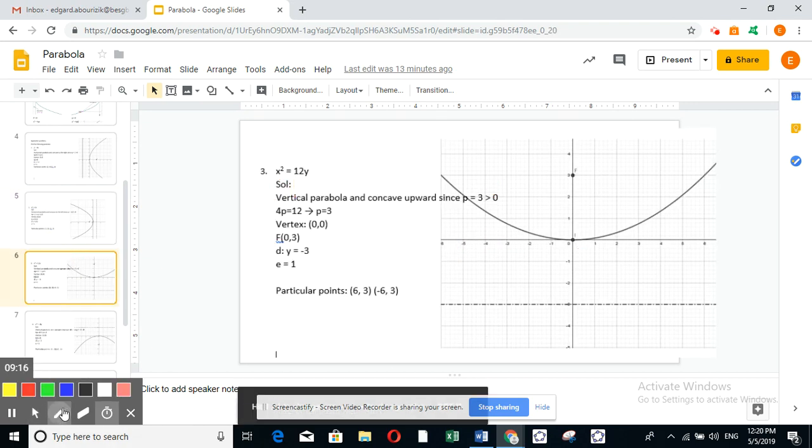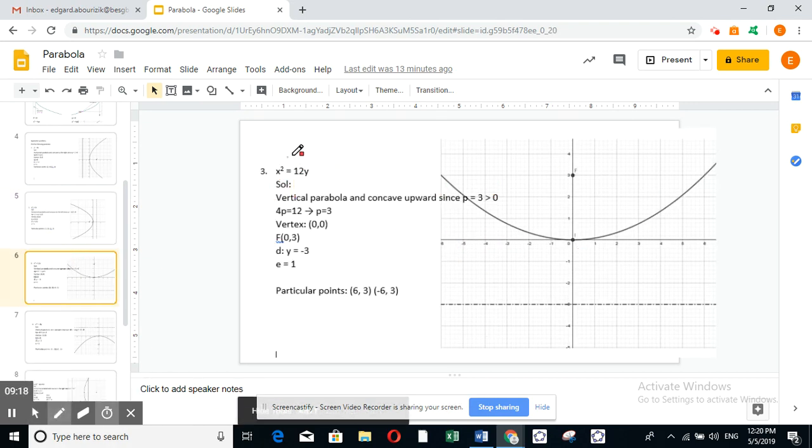Another example. Here I have the vertical type. I have x squared, so it is vertical. p is positive. It concaves upward towards y positive. So 4p is 12. So p is 3. So I take 3 from the vertex, which is (0, 0), upward, and 3 downward. The focus is always inside, so it will be (0, 3), and the directrix will be the horizontal line y equal minus 3.